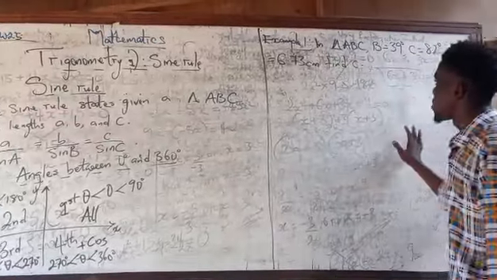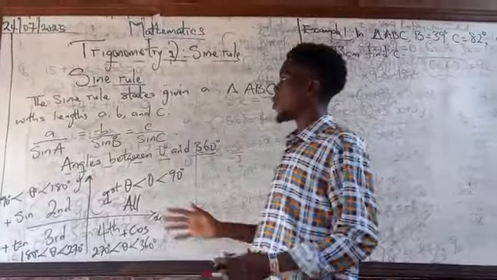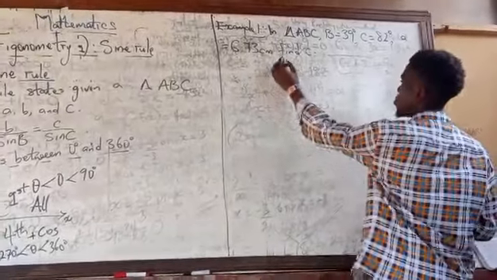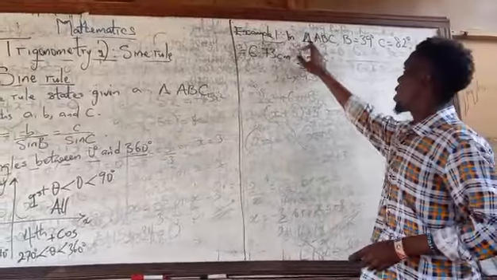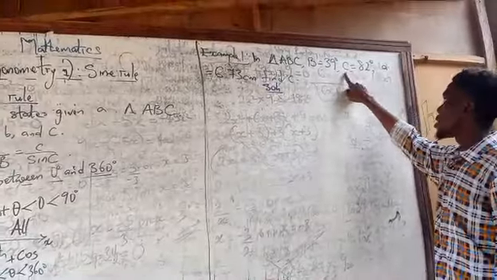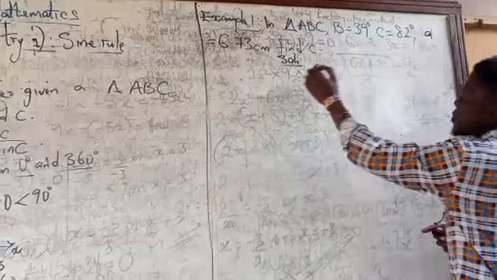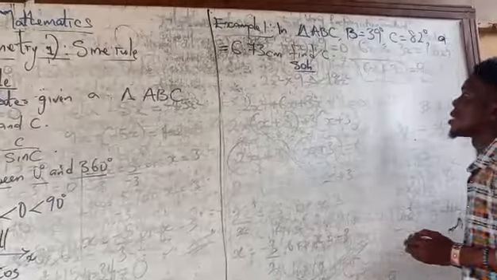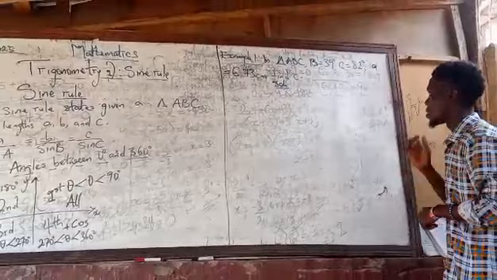So we're going to look at some practice questions and we're going to apply sine rule and see how we can solve them. Alright? So, example 1. The question says, in triangle ABC, B is 39 degrees, C is 82 degrees, and A, small letter A, is 6.73 centimeter. Find C.